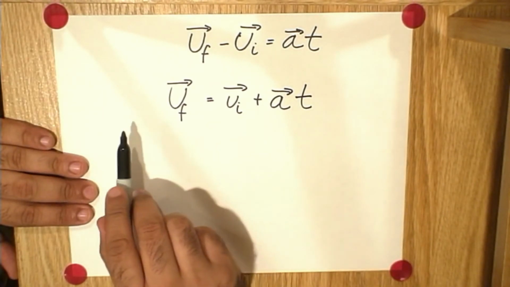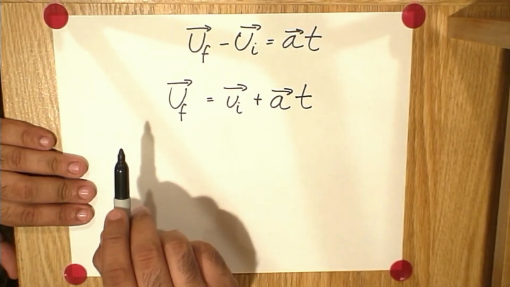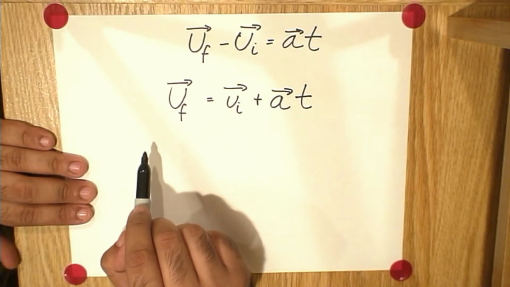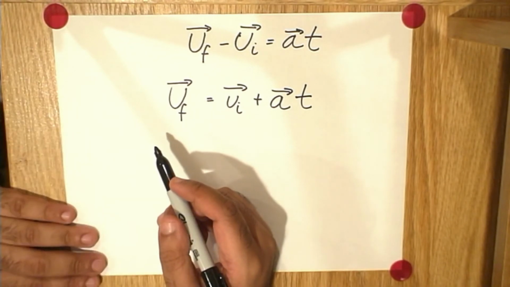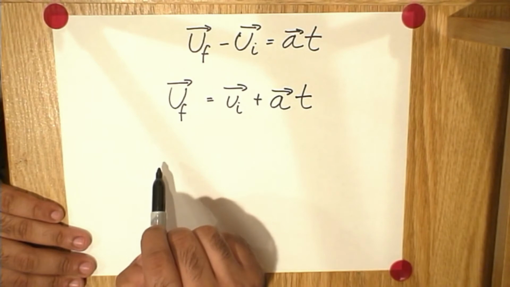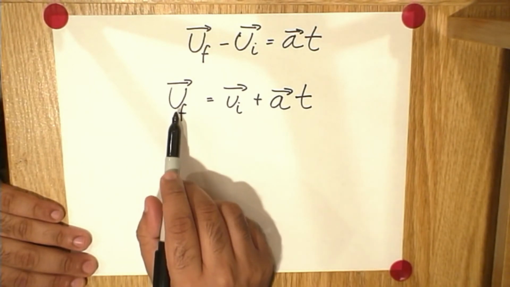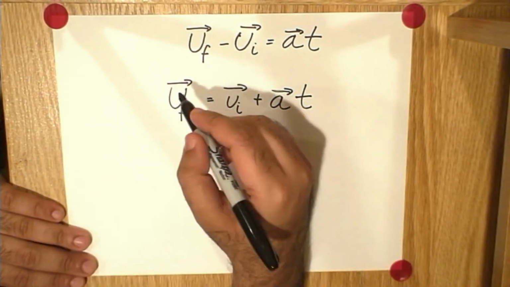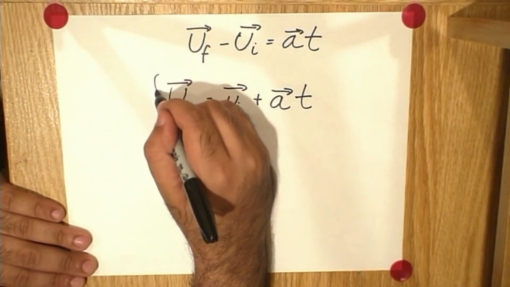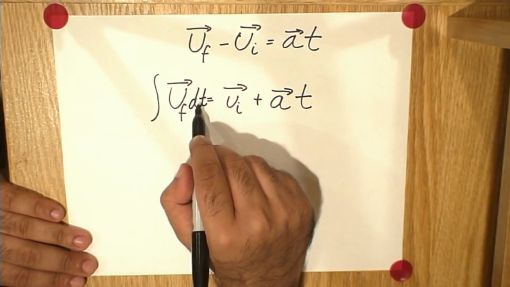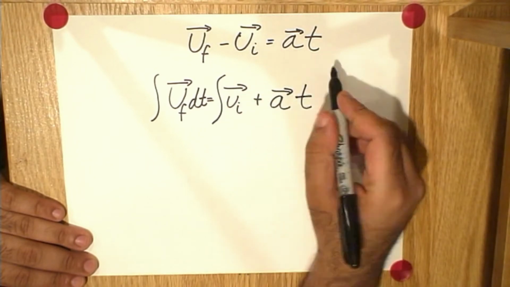Now, suppose that I don't know how long the object has been accelerating for, and I wanted to find out what its displacement was. How do I go from its velocity to its displacement? Well, velocity is the derivative of displacement. So to get back to displacement, I have to integrate it with respect to time. But I can't do that to just one side, I have to do that to both sides.